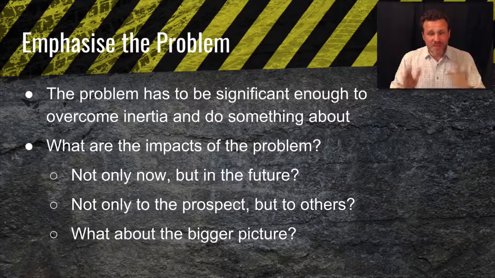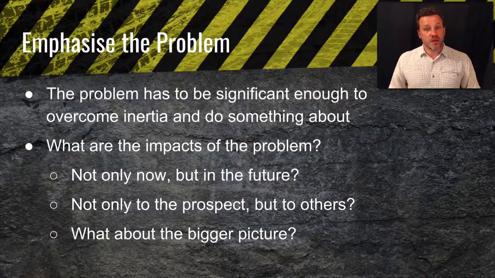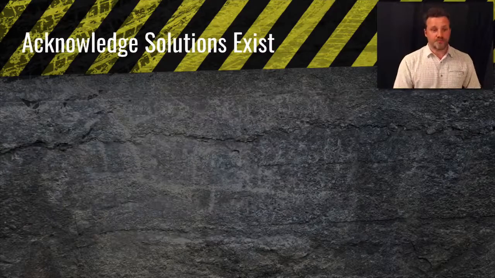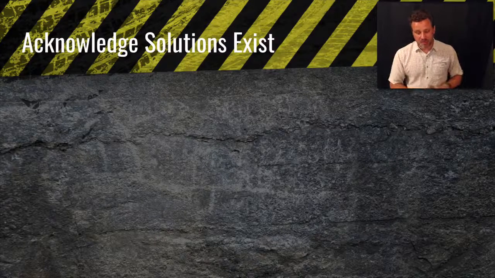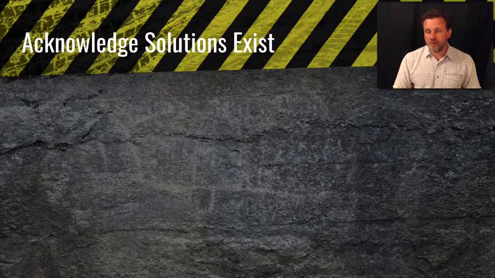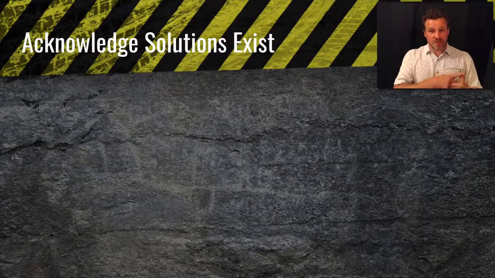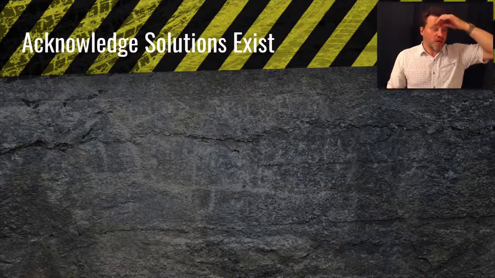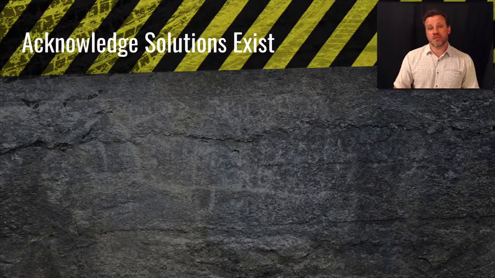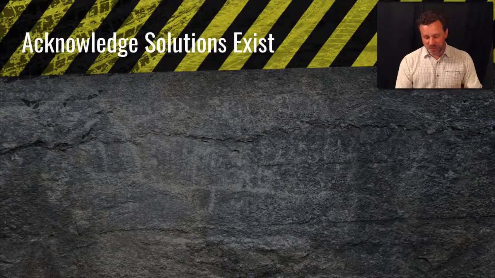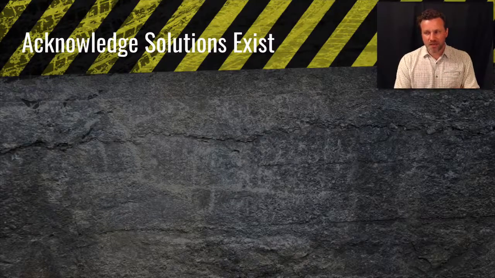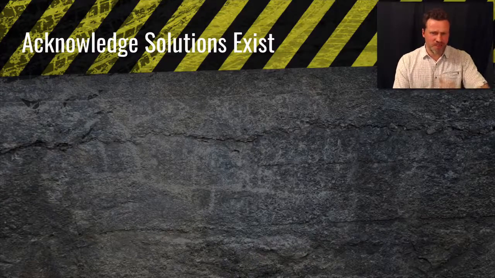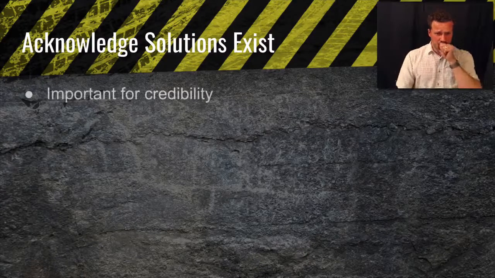And it's fair, it's appropriate, it's right to say, let's tell the truth about the real impact of this problem, right? Next step. So remember, we're working through the steps. We've identified the problem. We've looked at the impact of the problem. We've said who it applies to. Acknowledge that solutions exist. And this is important. It's tempting to kind of skip over this, but we shouldn't.